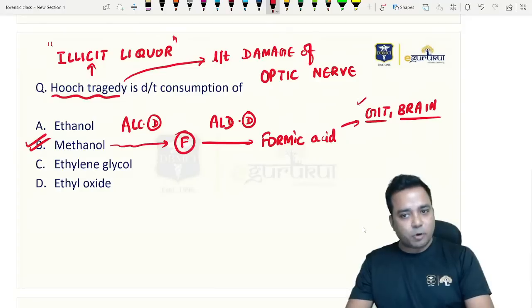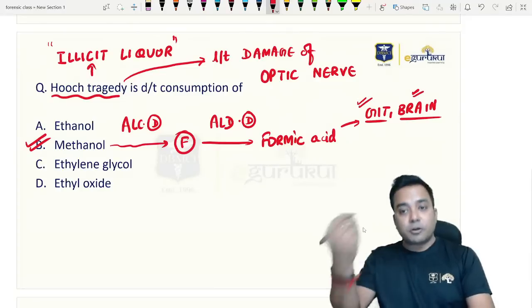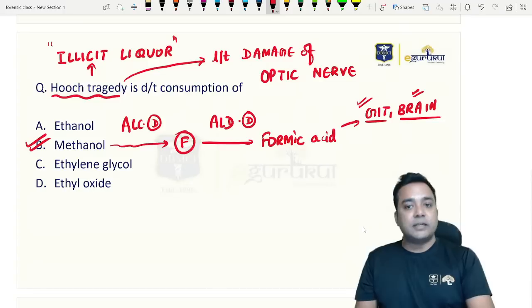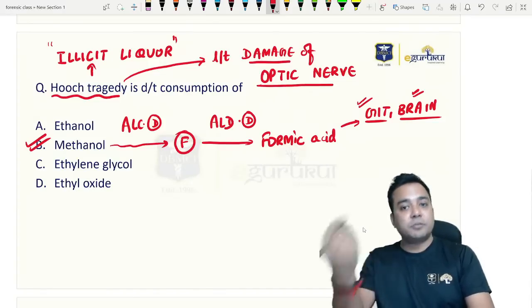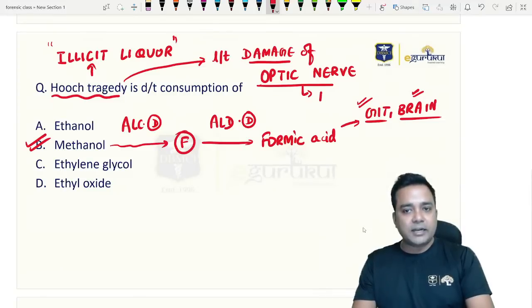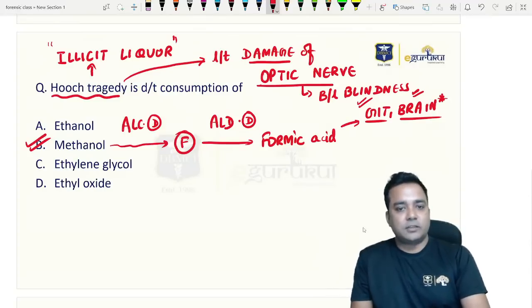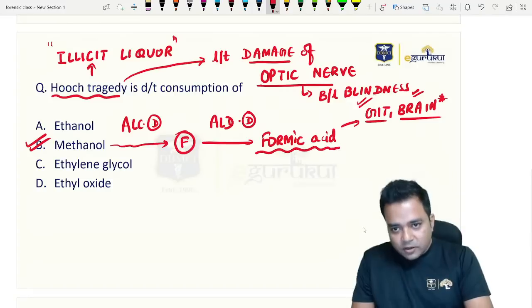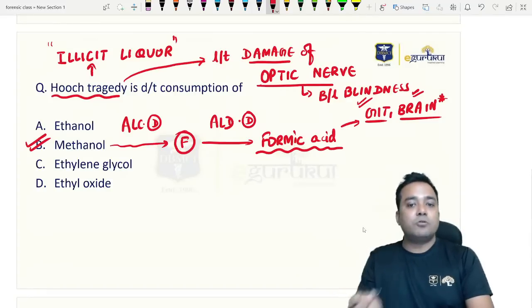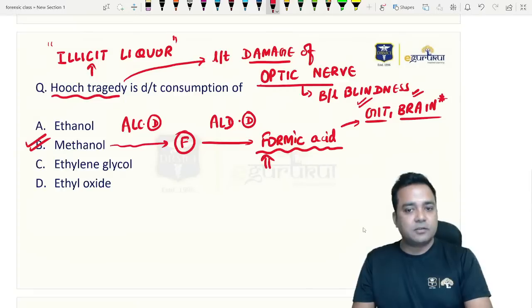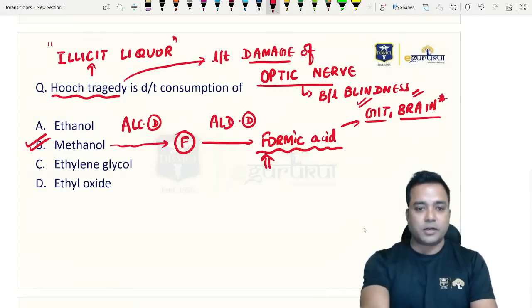It will lead to intense abdominal pain. It will lead to necrosis of basal ganglia centers like putamen and globus pallidus, and it will lead to irreversible damage of optic nerves leading to bilateral blindness. So usually people lose their vision. They become bilaterally blind and finally they die due to brain centers getting affected. So here the correct answer. And the previous question was, methanol poisoning mainly occurs due to which of the following? There the answer goes with formic acid. This is the agent which leads to it; this is the metabolite.